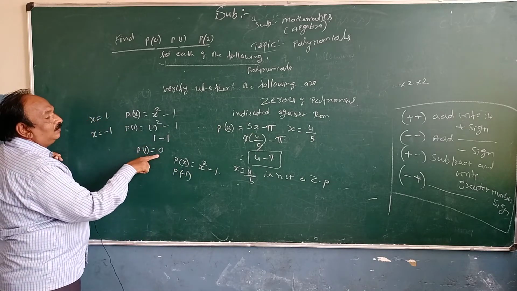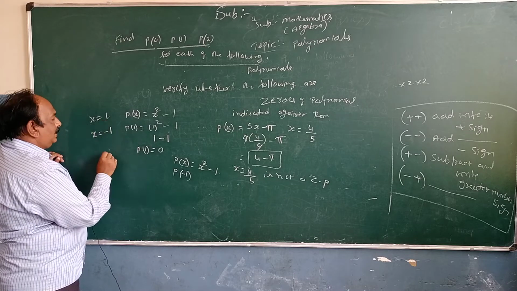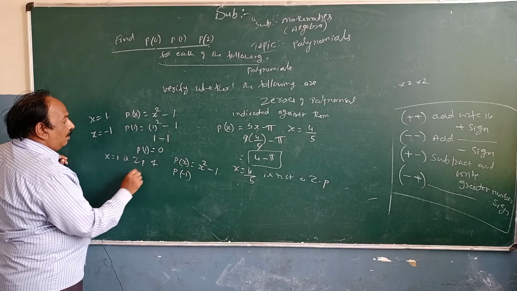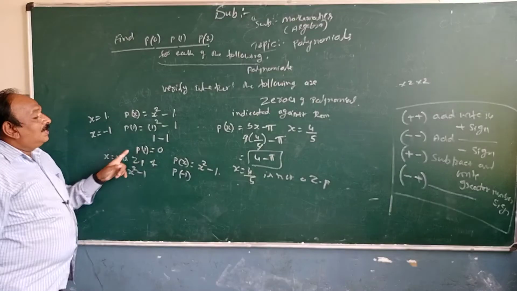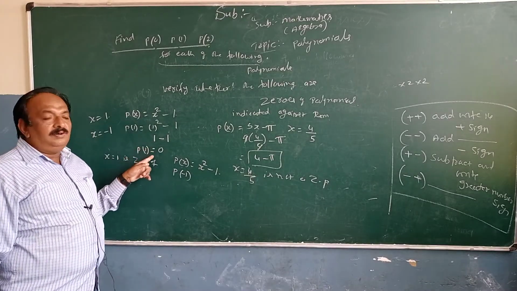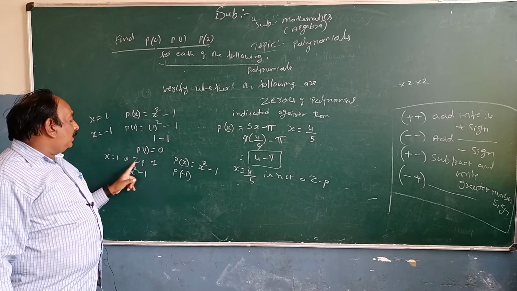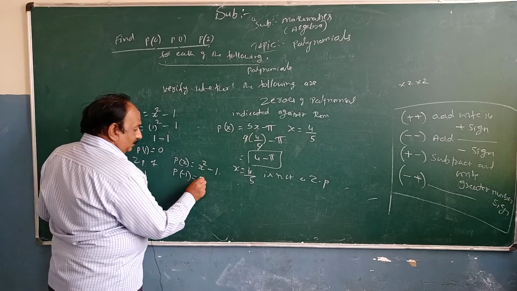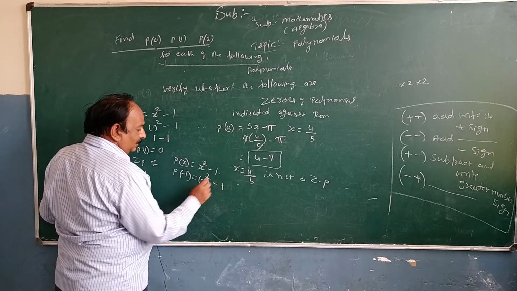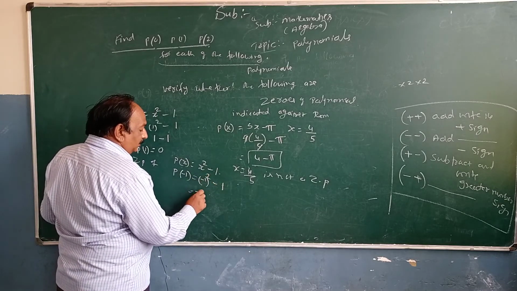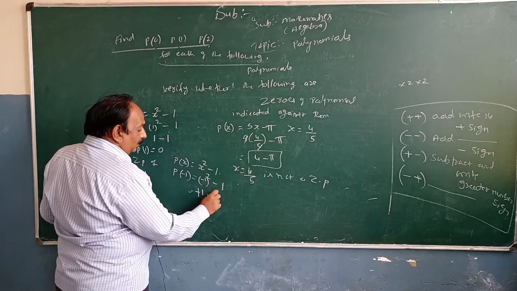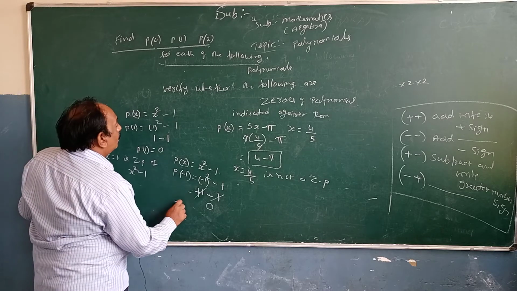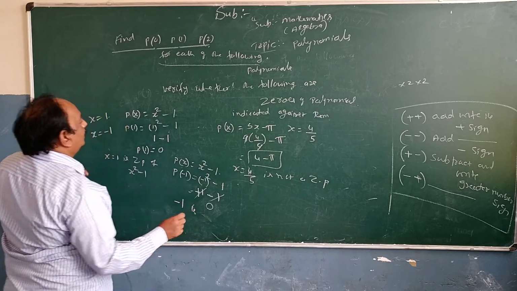When you get 0, therefore what is your opinion? x is equal to 1 is a zero of x square minus 1. If we get the answer as 0, x is equal to 1 is a zero of x square minus 1. This is minus 1 square minus 1. Minus into minus is plus, 1 ones are 1, 1 minus 1 cancel, that is equal to 0. What is your opinion now? Minus 1 is also a zero.